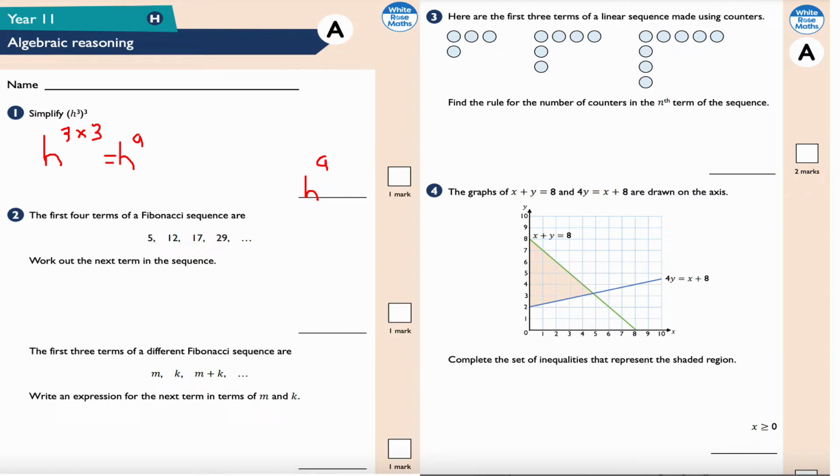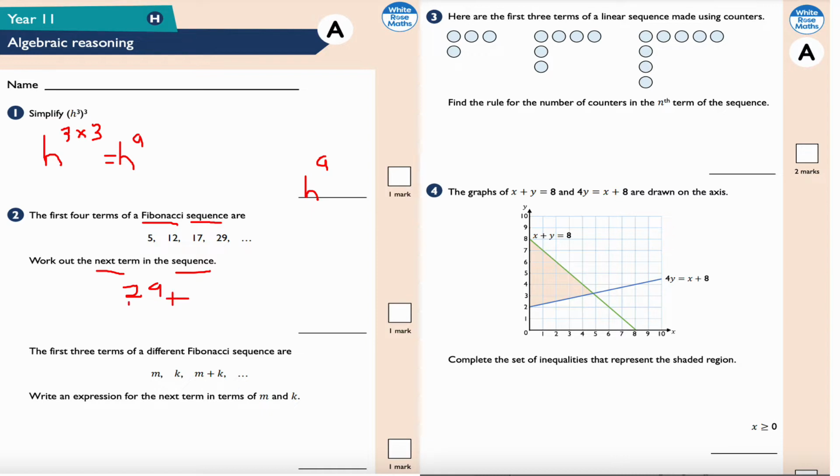Okay, this is question number 2, guys. The first 4 terms of a Fibonacci sequence are 5, 12, 17, 29, ... Work out the next term in this sequence. Well, Fibonacci is a special type of sequence. The next term is the previous 2 terms added together, if that makes sense. So 5 plus 12 is 17. 12 plus 17 is 29. So the next term is 29 plus 17.